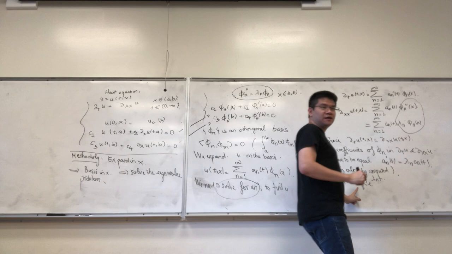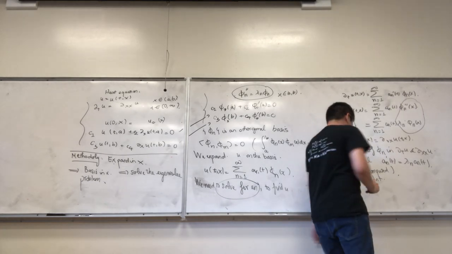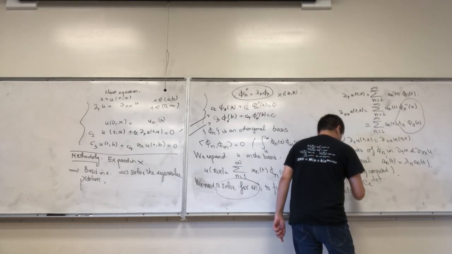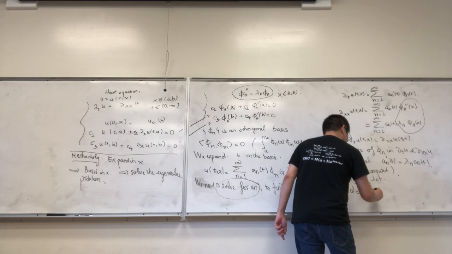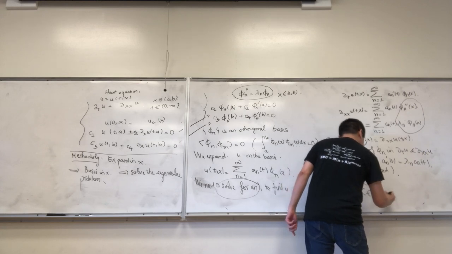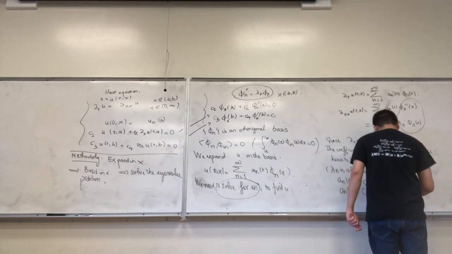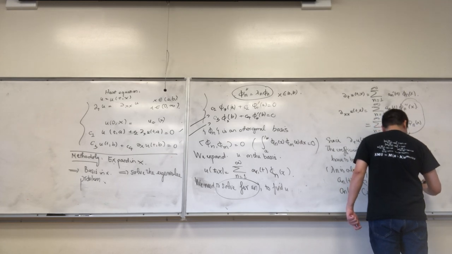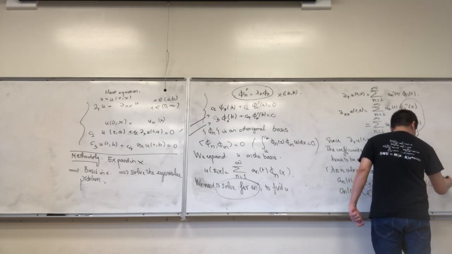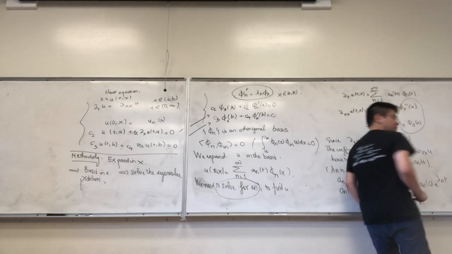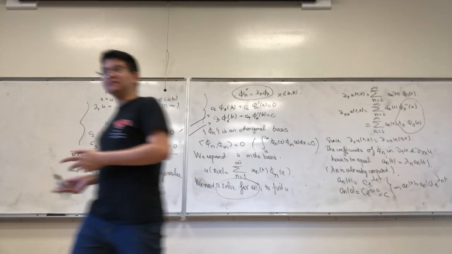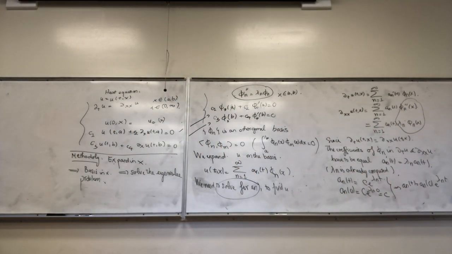So in this case, if you replace t with 0 here, right, an 0 will be c e to the lambda n times 0, which is c, right? So an t will be an 0 times e to the lambda n t, right? So to find an, what you have to do now is to find an 0, all right?